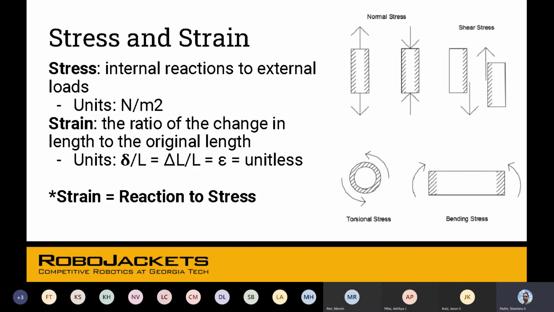So, stress and strain. Is everyone following so far? Yes. Okay, cool. So stress and strain. Basically, what happens when you apply forces on an object? It moves, or it does not move. What happens when it does not move? Well, something will still happen on the inside. So stress is an internal reaction to the forces applied on the outside. It's measured in newtons per meter squared, or basically force over an area.